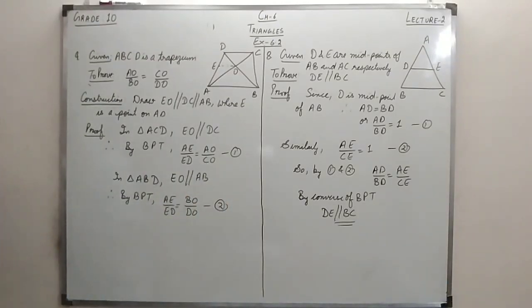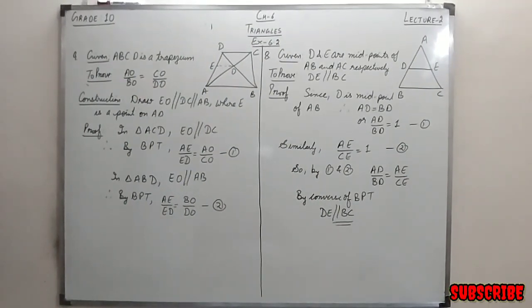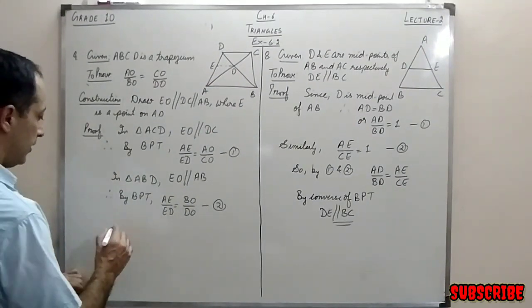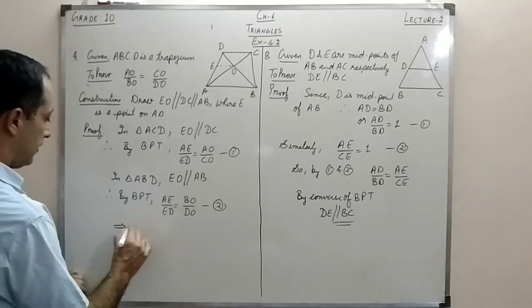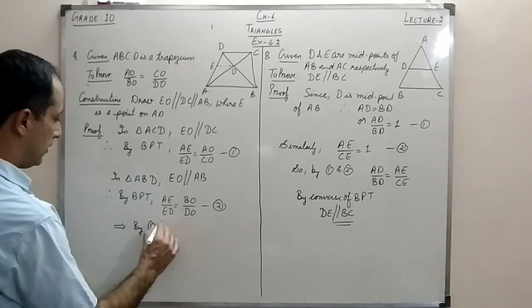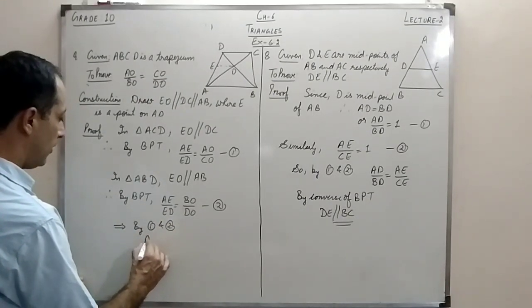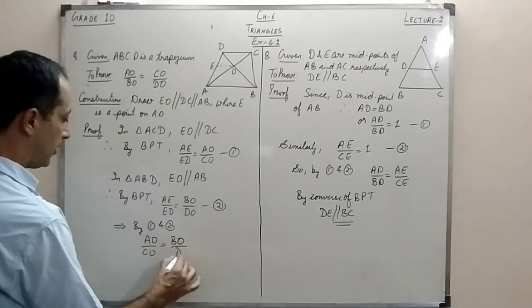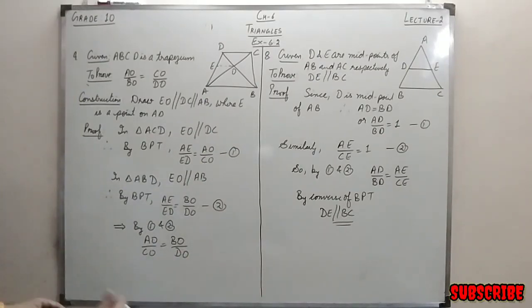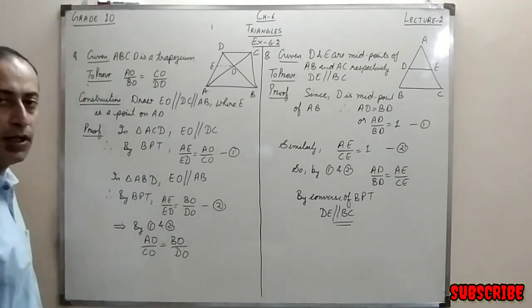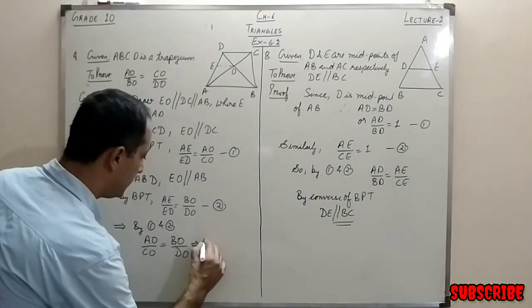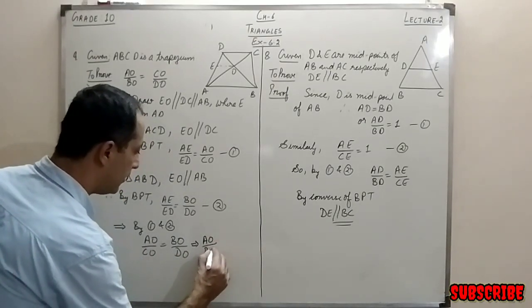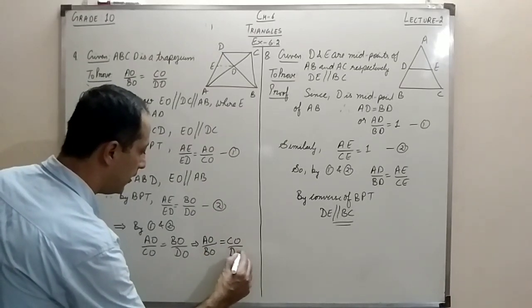Now again, if I see the first and second equations, the LHS of both the first and second equations are equal. It means the RHS would also be equal, right? So, therefore, by 1 and 2, I write it as AO upon CO is equal to BO upon DO. Now, what I can do, I can just cross multiply. This BO will come here and CO will go here. So, this is AO upon BO is equal to CO upon DO.